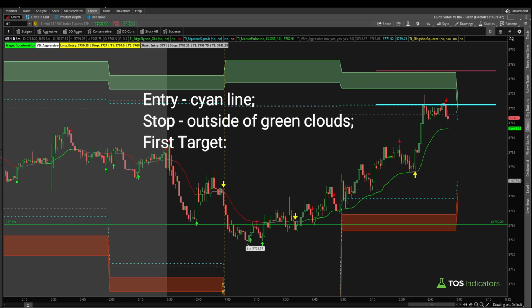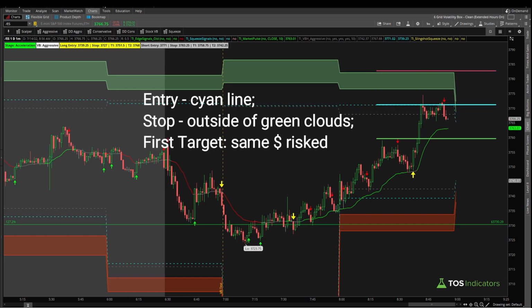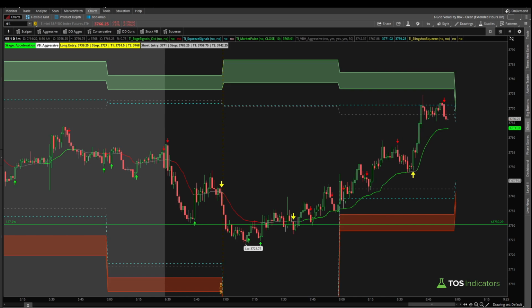Our stop is outside of the green cloud since we're looking at a short side setup, and the distance between that cyan entry line and the outer edge of the clouds, that's the risk we have to give this trade. That's the same amount we're looking for our first target, so getting a 1-to-1 risk to reward ratio. In the case of the S&P 500, that was right around 11.5 points today for this particular trade.